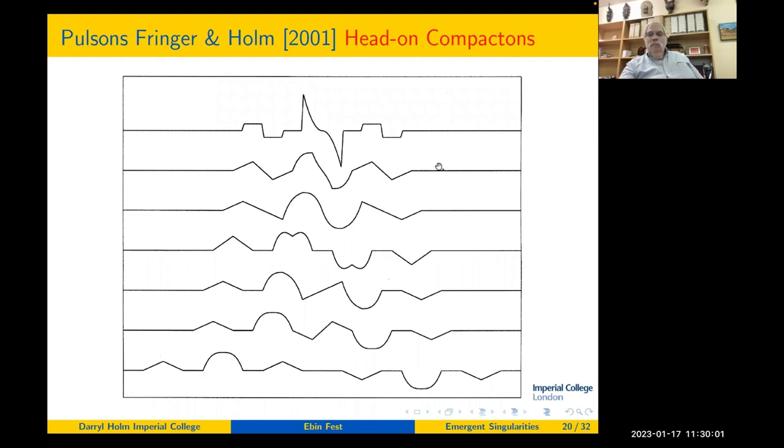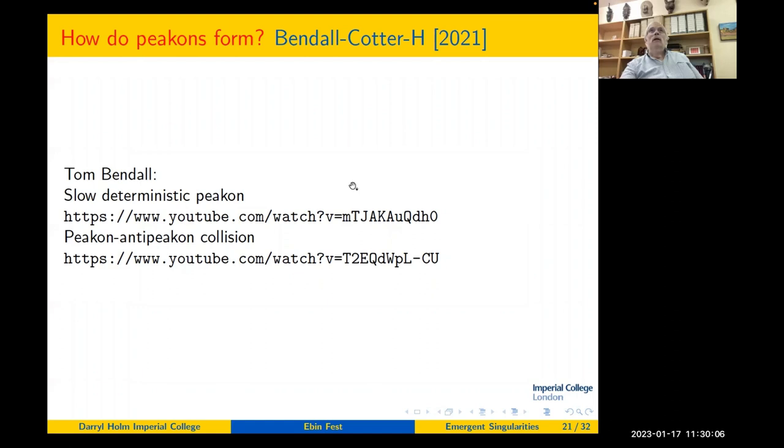Okay, so now let's talk about how the peakons form. In numerics by Tom Bendel, you'll see we can watch the peakon form.